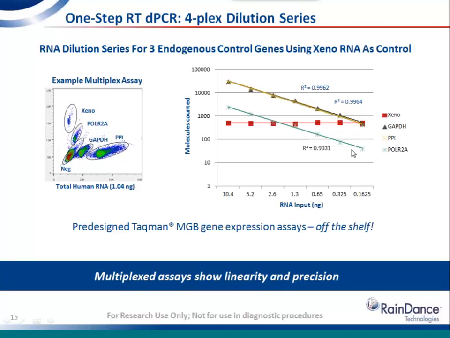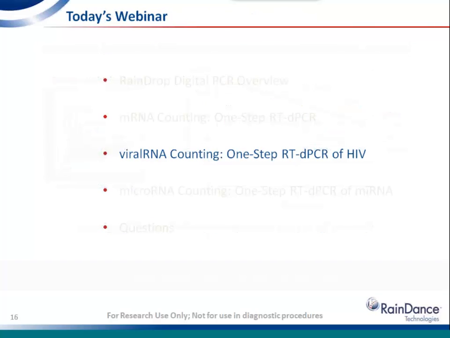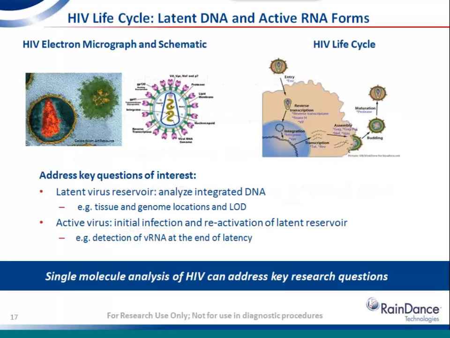For POLR2A, there's about a log fold less amount per nanogram of total RNA. And again, you can see a linear titration with the same slope. These were pre-designed TaqMan assays right off the shelf with no optimization. This is an extremely easy system to use and to put together multiplex assays. Next, I'm going to show some data counting viral RNA, using HIV as an example.